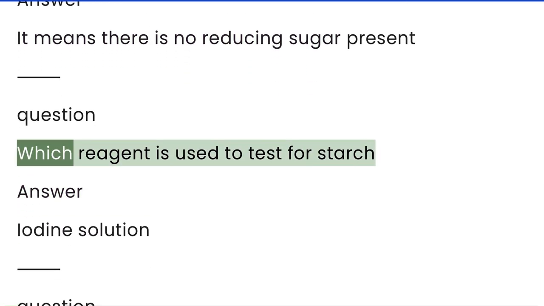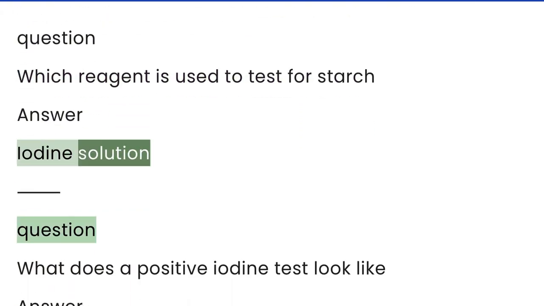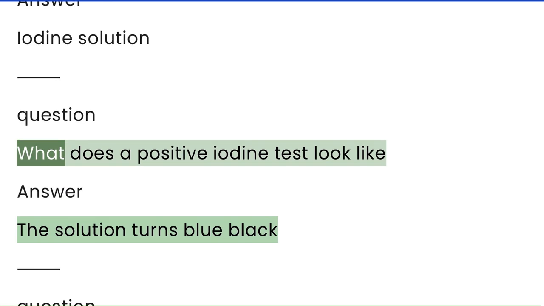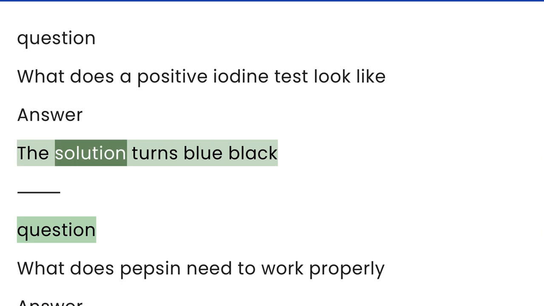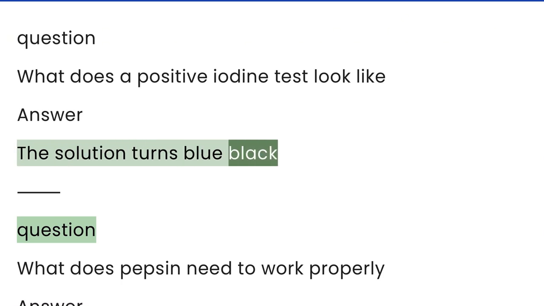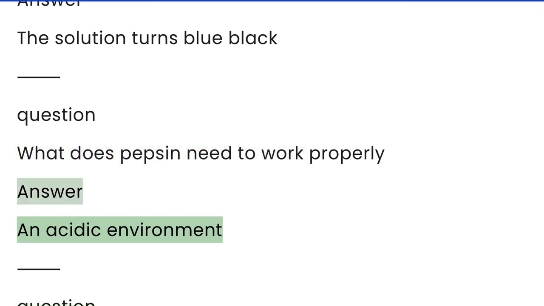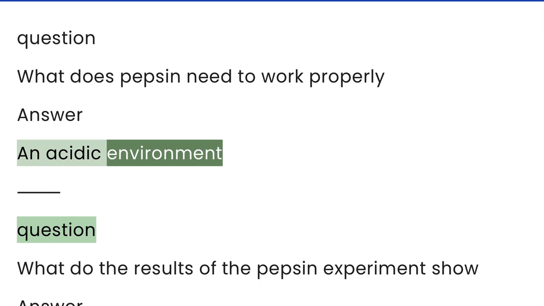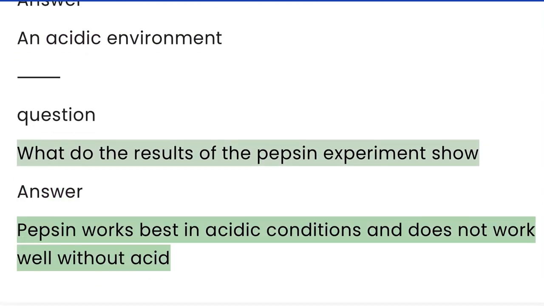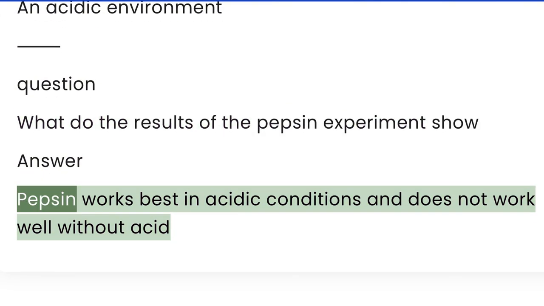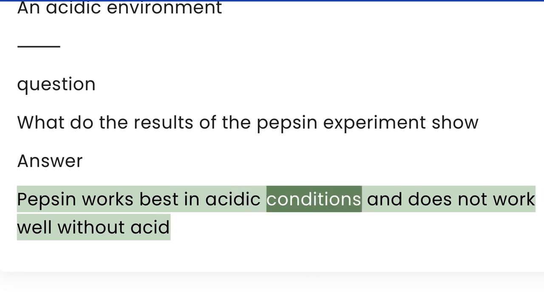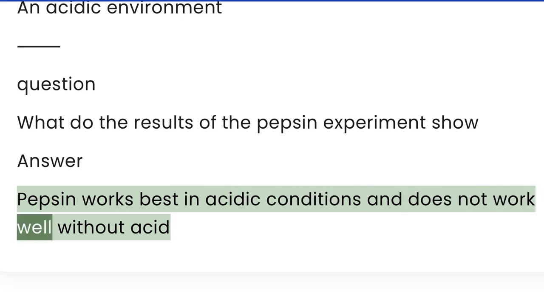Question: which reagent is used to test for starch? Iodine solution. Question: what does a positive iodine test look like? The solution turns blue-black. Question: what does pepsin need to work properly? An acidic environment. Question: what do the results of the pepsin experiment show? Pepsin works best in acidic conditions and does not work well without acid.